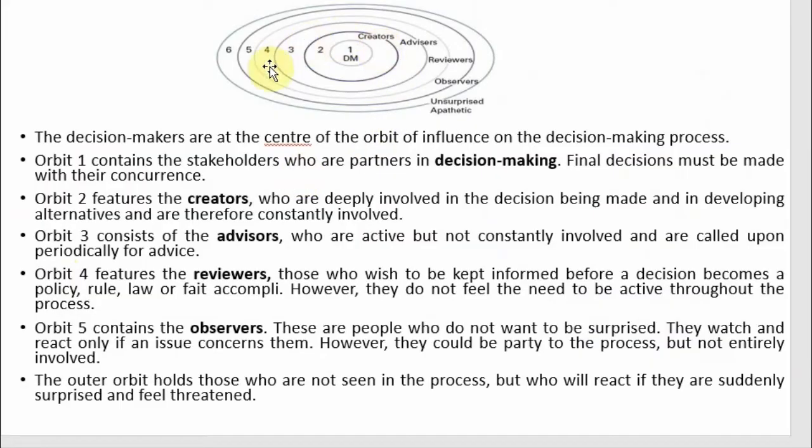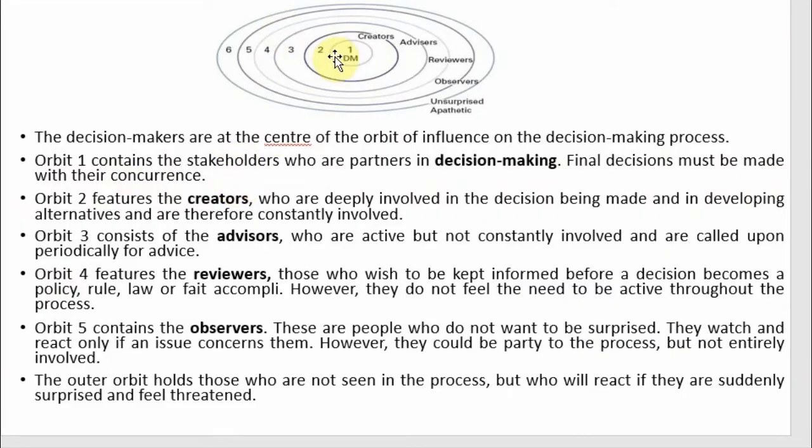So this is the orbit, and the first one you can see here, the center of the orbit, is actually the decision-making stakeholders. Orbit 1 contains stakeholders who are the partners in decision making. The final decision must be made with their concurrence. So ministers are the final decision makers here.